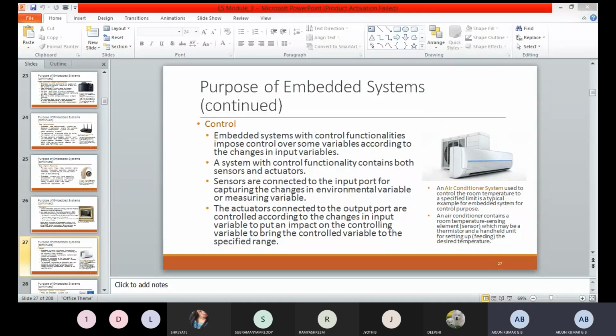Next is the last purpose: the application specific user interface. In this we are using some buttons.